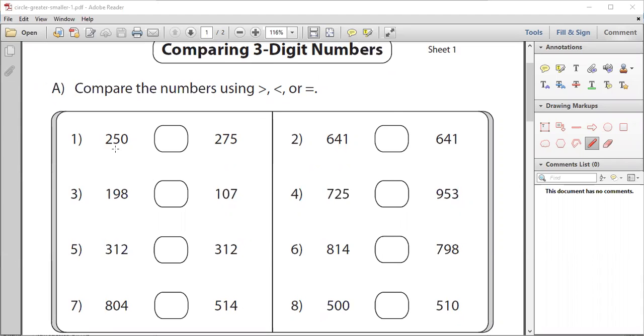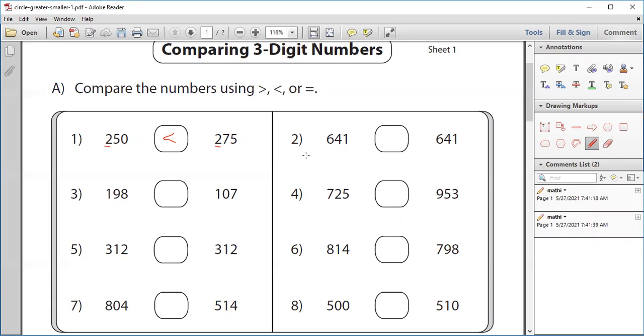Here we have 250 and 275. To compare between any numbers, we're going to start from the far left, which means we're going to start with the hundreds. The hundreds here is 2, and the hundreds here is 2. They are equal. If we found that the hundreds are equal, we're going to move to the tens. The tens here is 5, and the tens here is 7. 7 is greater than 5. That means 275 is greater than 250.